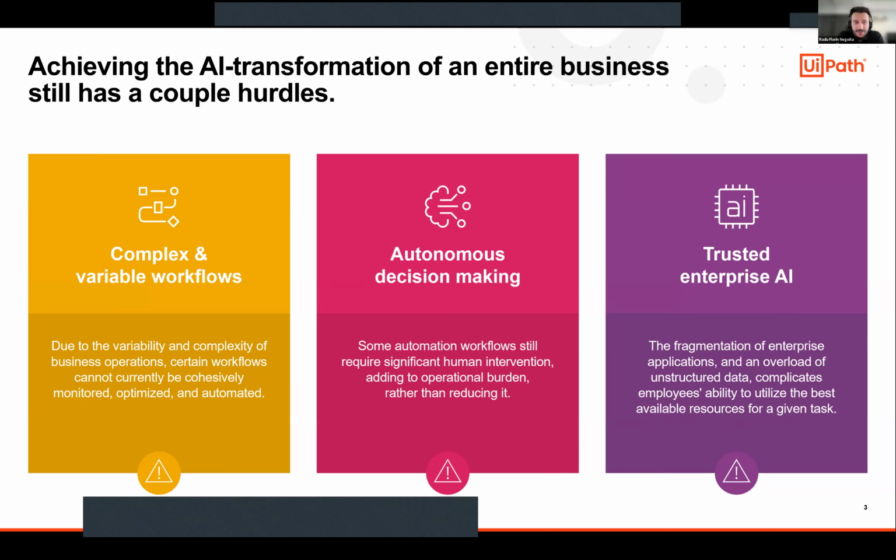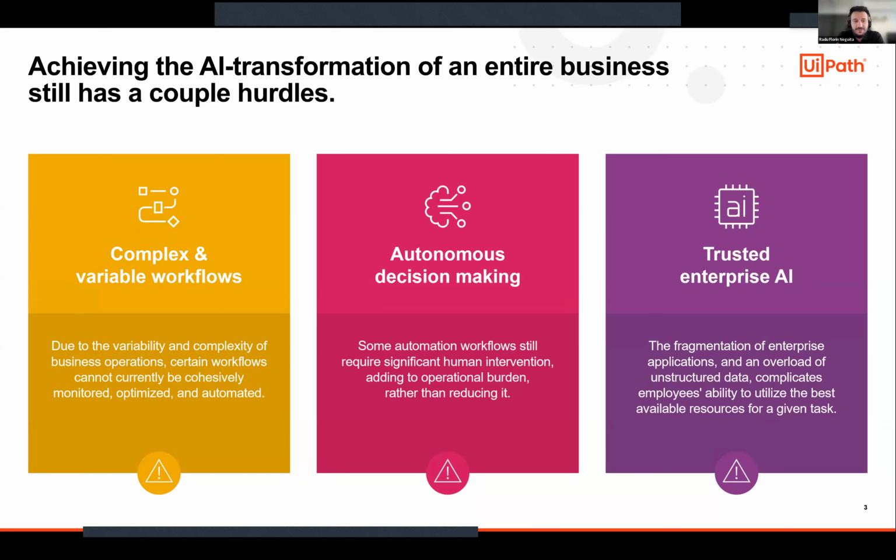So on the first one, the complex variable workflows, due to the variability of complex business operations, we have certain workflows that cannot currently be monitored, optimized, and automated. On the automation and autonomous decision making side, some automation workflows still require significant human intervention, where persons need to intervene to give some validation. And the fragmentation of enterprise applications results in overall unstructured data.